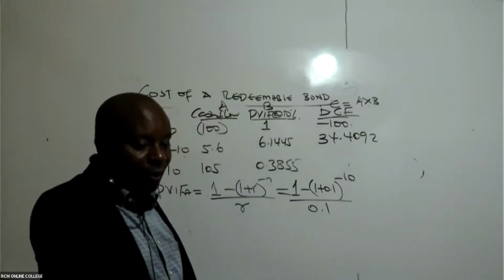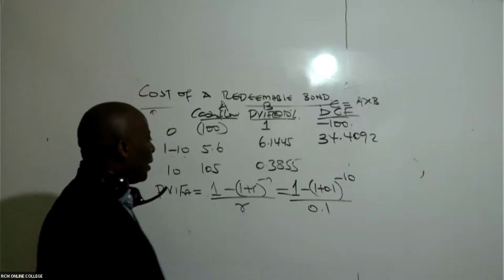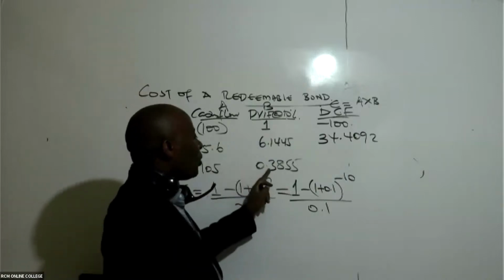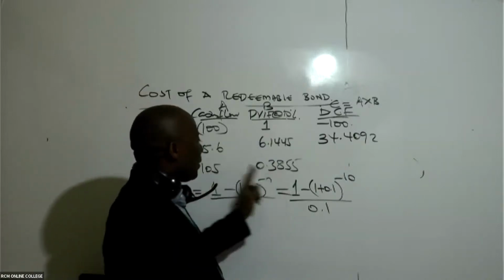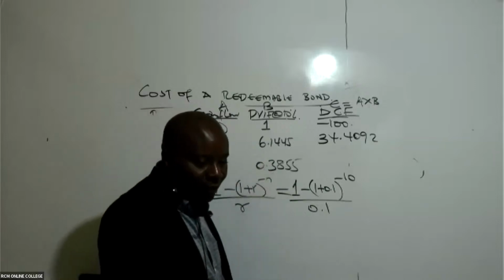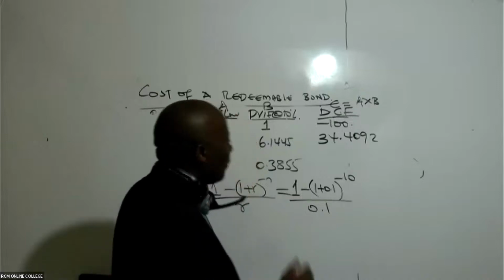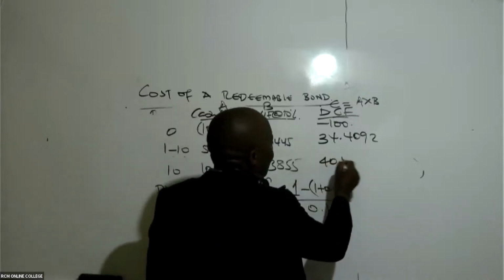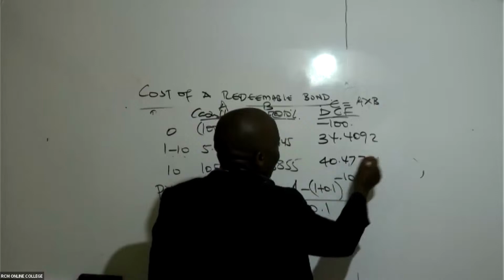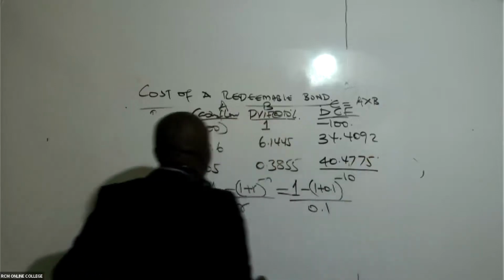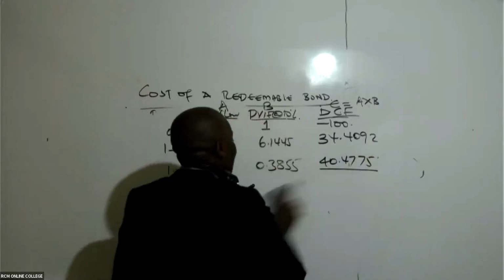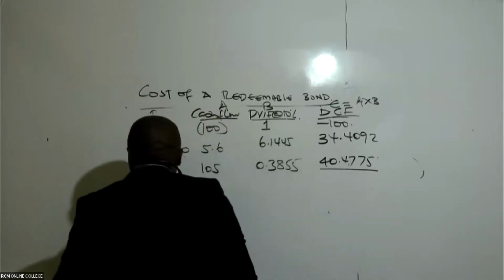All right, I like it when I see many answers. So then what is 105 times 0.3855? 105 times 0.3855, what do we have here, somebody? 40.4775. So we have here 40.4775. Then come and add for us, it will give me NPV.